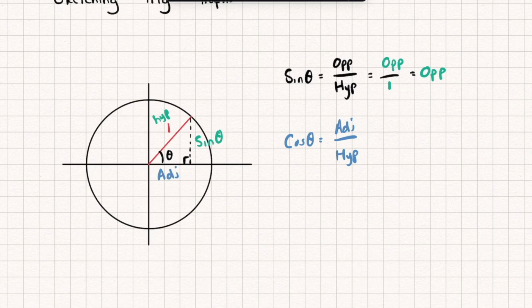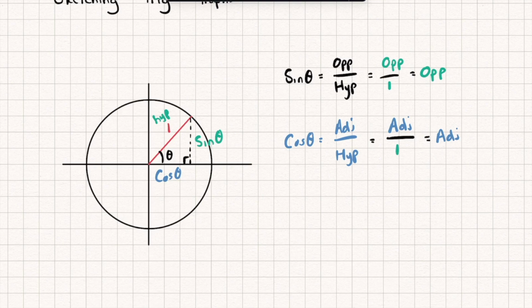And so we don't know what the adjacent side is, do we? So I'm going to leave that as the adjacent. But remember, we do know the hypotenuse. The hypotenuse has a length of 1. And so we get that cos of the angle is equal to the adjacent side divided by 1, which must mean that cos of theta is just equal to the adjacent side. And so actually I'm going to get rid of this and rewrite that adjacent side as cos of the angle.